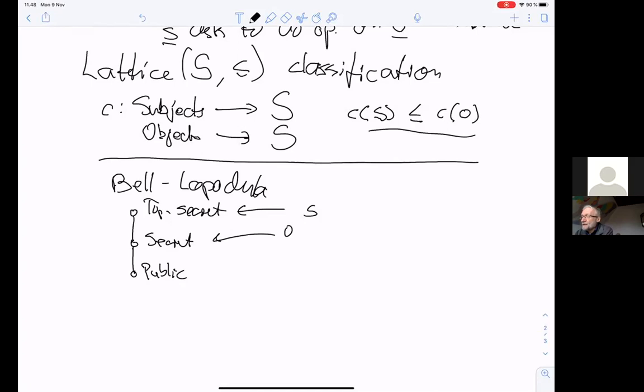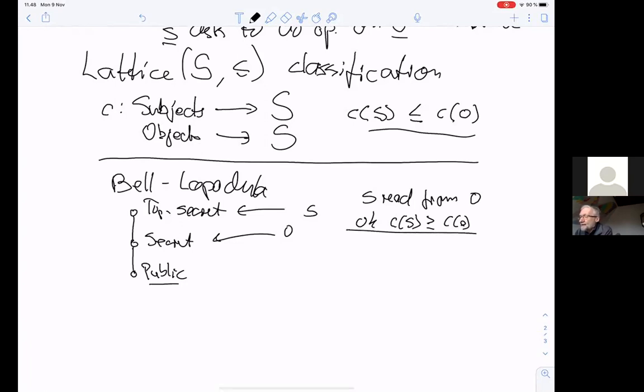And basically, it's pretty natural: if subject S wants to read from an object O, then this is okay, but only if the classification of the subject is at least as large as the classification of the object. So what that means is that if you are top secret, you can read from levels secret and public. If you're secret, you can read from levels public and from your own level, of course. But a guy down here in the public level cannot read from the upper levels, which makes sense, of course.